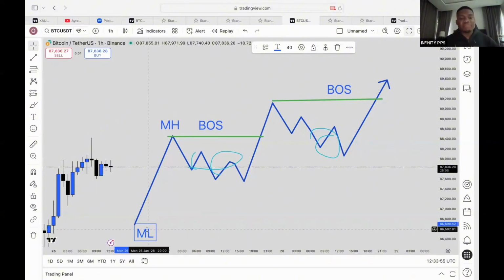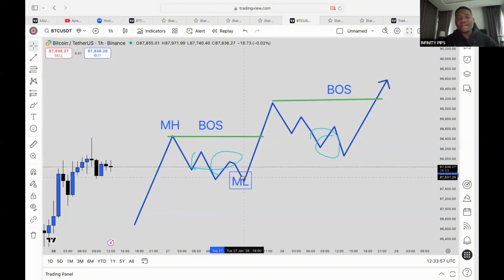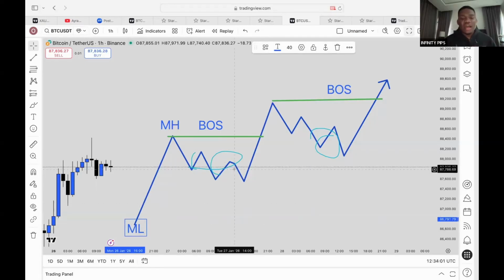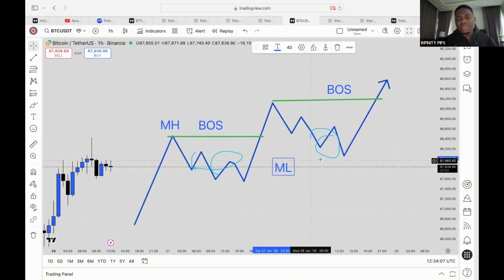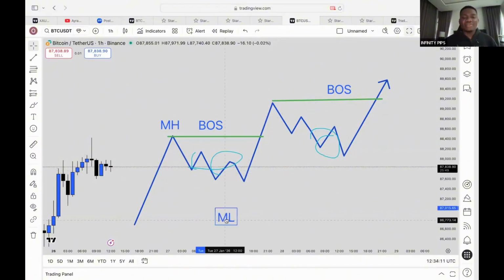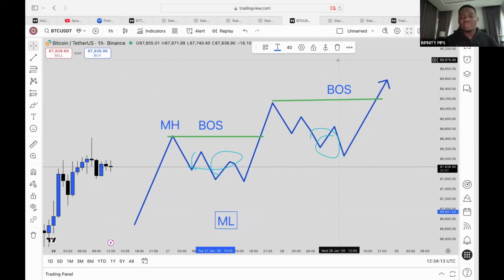Anyway, this is the previous major low here. This is another low here. This is another low here. But this is the main previous major low. And when it breaks here, this will now be the main previous low. And when it breaks here, this will even be the main previous low as well. Right. So this is it basically on market structure.